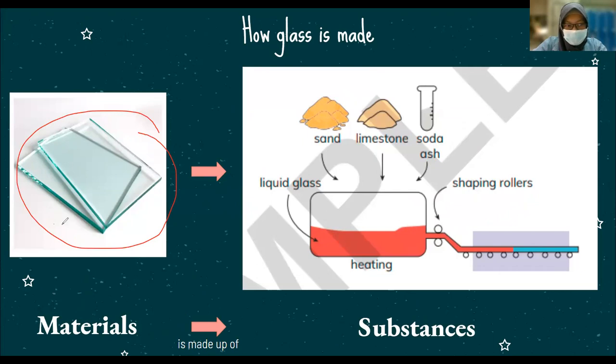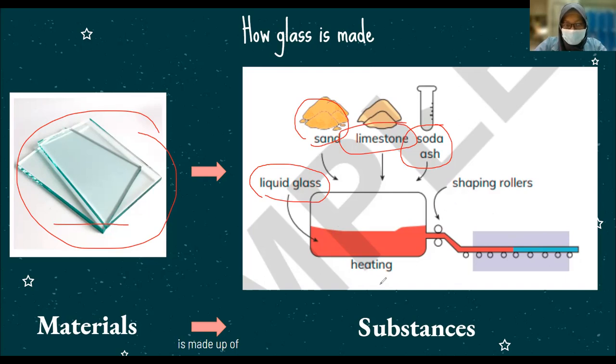This glass is made up of sand, limestone, and soda ash. They are mixed together and heated up, and they will form liquid glass, the glass but in a liquid state. Then it goes through the shaping rollers, and it will be shaped according to the need.